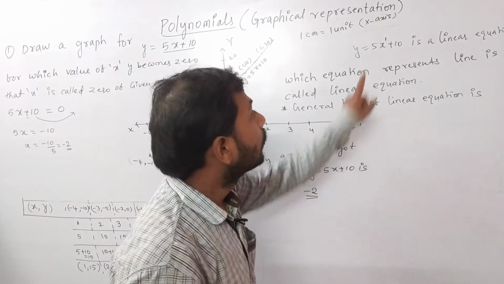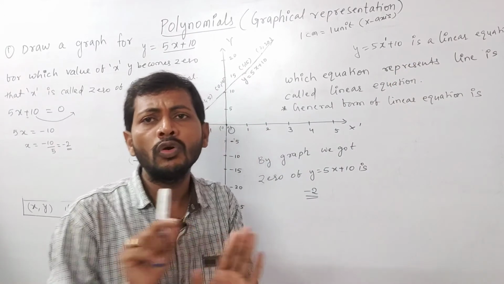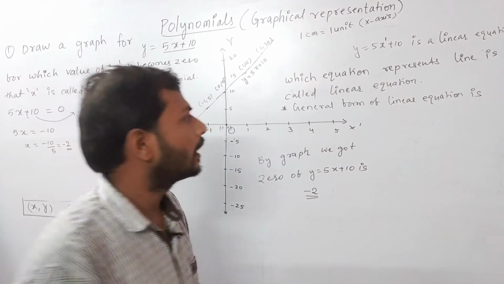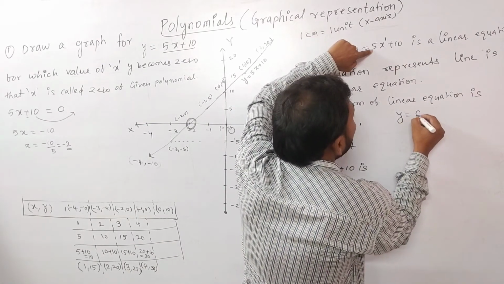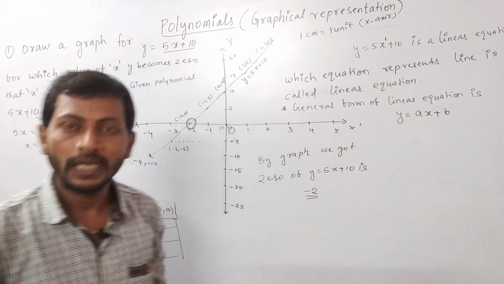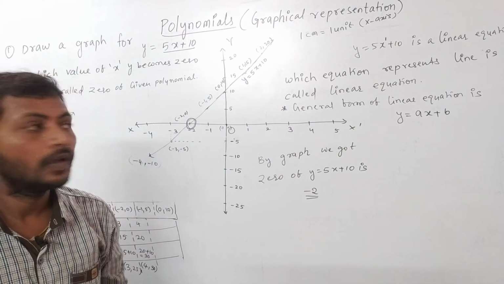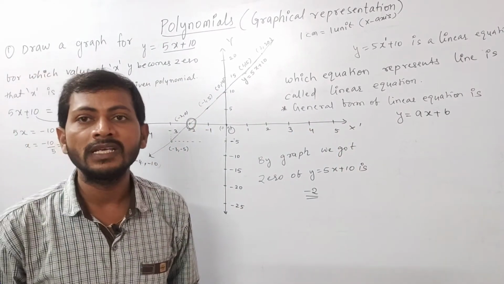Say it fast. y equal to 5x plus 10. General form means you don't want any numbers. I am writing like this. In the place of the y only, in the place of the 5 I am writing a, x plus b. Clear? Then the general form of the linear equation is y equal to ax plus b.